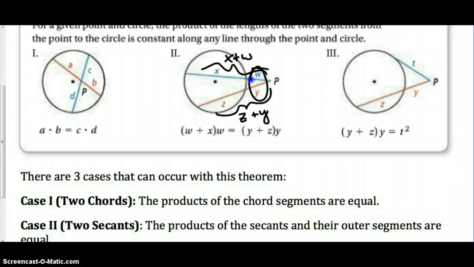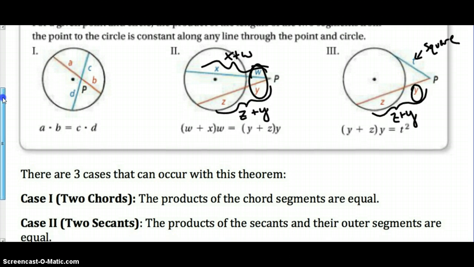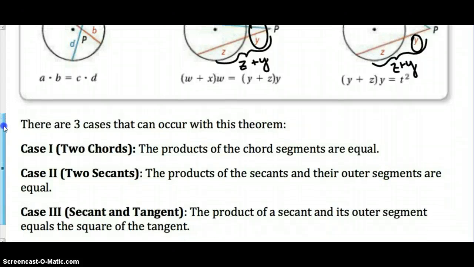And then the third one is when you have a secant and a tangent, where you take the length of the whole secant, so z plus y again, you multiply it times the outer segment, and you set it equal to this tangent squared. So we're going to square this. You really just have to learn to recognize which situation you've been given. There is no easy way to remember all three cases. You're just going to have to study them.